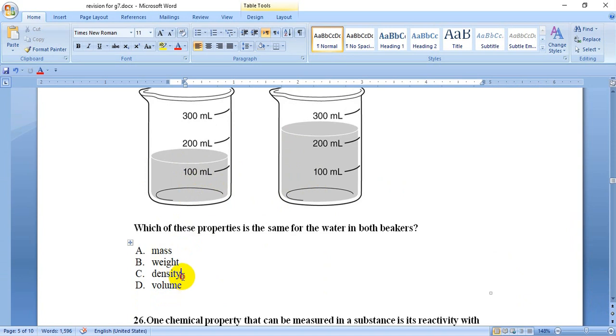Density, yes, they have the same density. Density for water is 1. So both of them have the same density. And they don't have, of course, the same volume. Here it's about 150, here about 250 milliliters, so they only share the density.